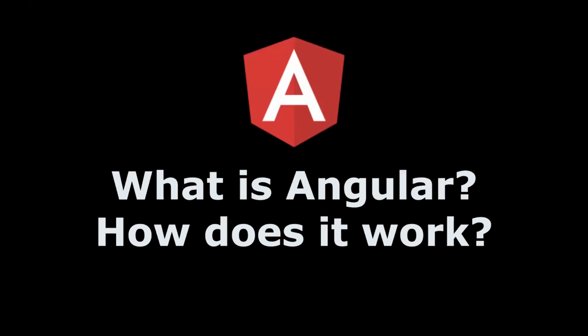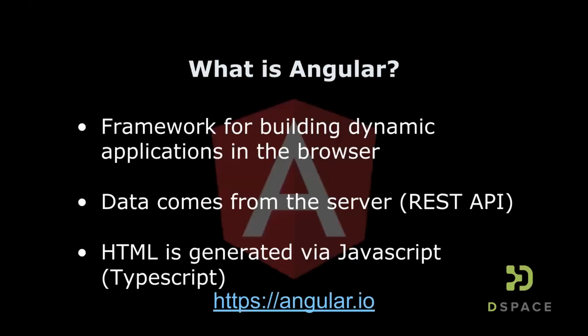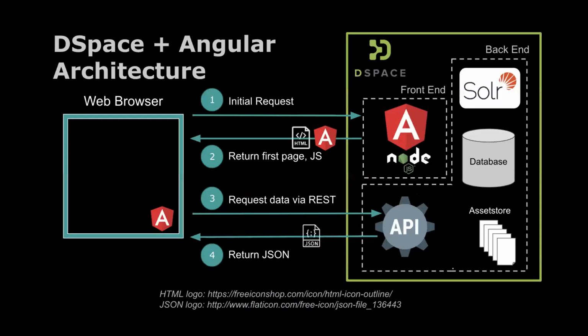So very briefly, what is Angular and how does it work? Angular is a framework for building dynamic applications on the browser. It basically runs JavaScript in the browser. The data comes from the backend as JSON, and the HTML is generated client side. So this slide explains how that works normally. You have a server on the backend. You do requests. The code runs in the client, and it requests its data from the REST endpoint.